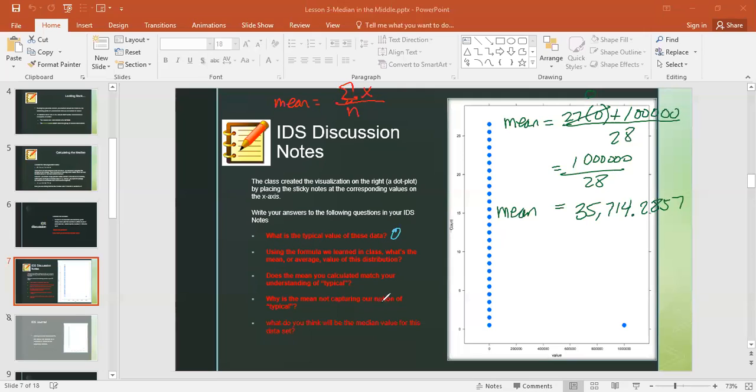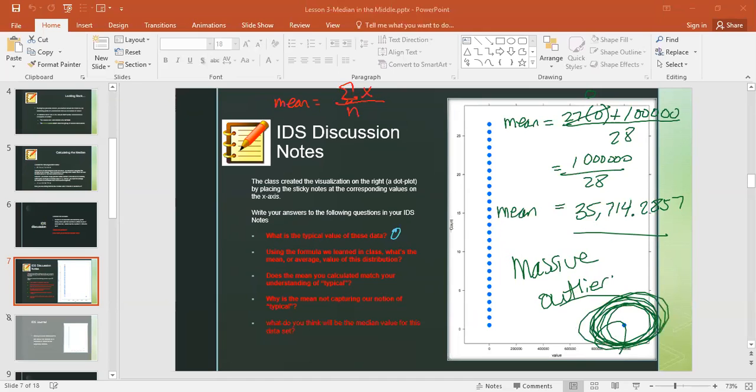Why do you think the mean is not capturing our idea of typical here? Why do you think this does not reflect our idea of typical? Massive outlier, absolutely. Massive outlier. That guy right there. Huge outlier compared to the rest of our data.